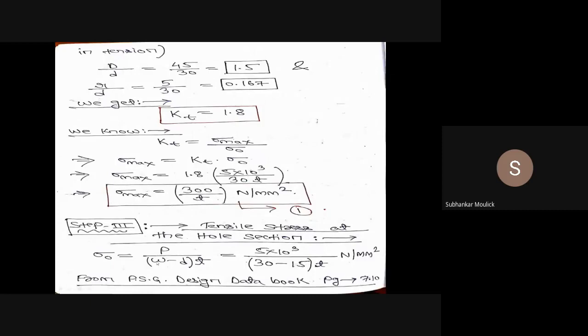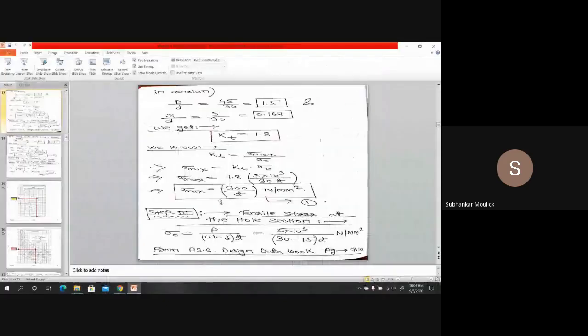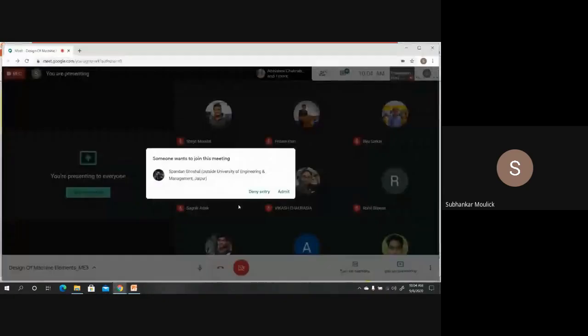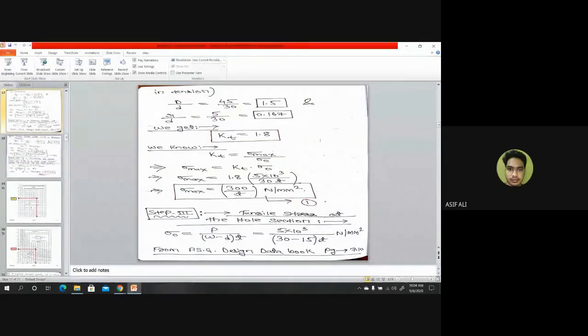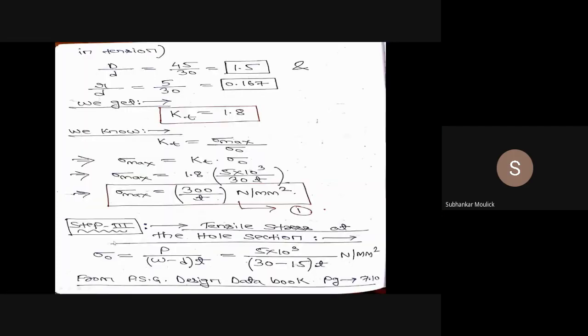So the nominal stress value will be what? P divided by W minus D into T. P is 5 kilonewton divided by width 30 minus D. D is what? Diameter of the hole, that is 15, into T Newton per millimeter square. Is it correct? This sigma naught value, कोई डाउट है किसी को? No, sir. Fine, okay. So I got the value of sigma naught.